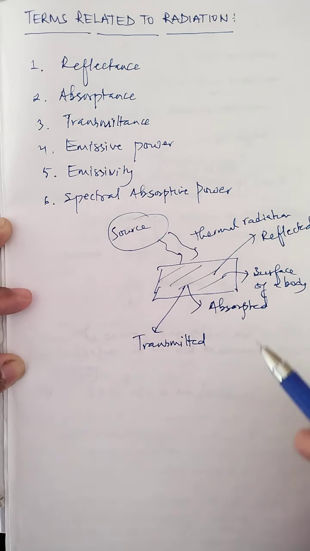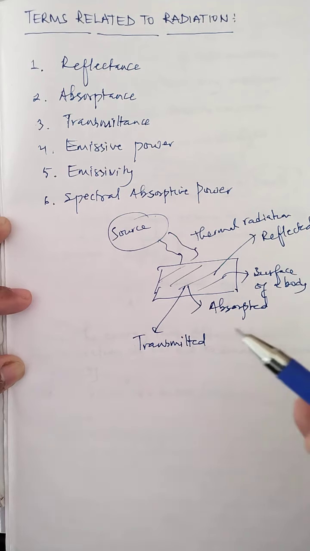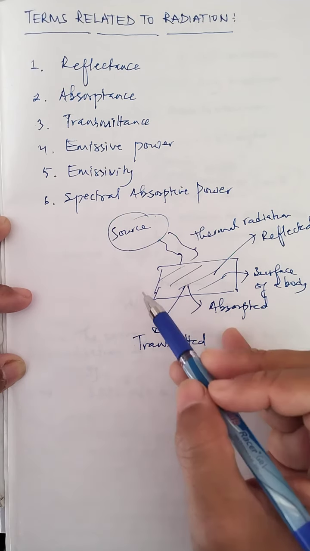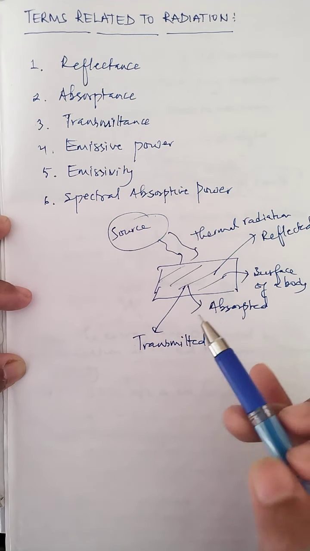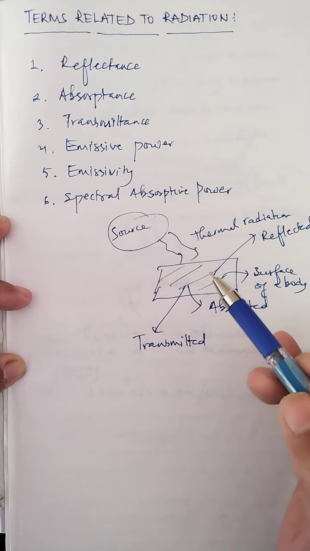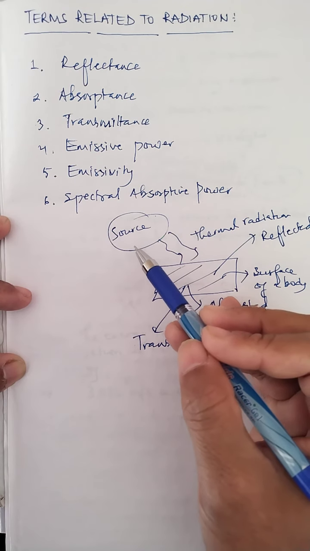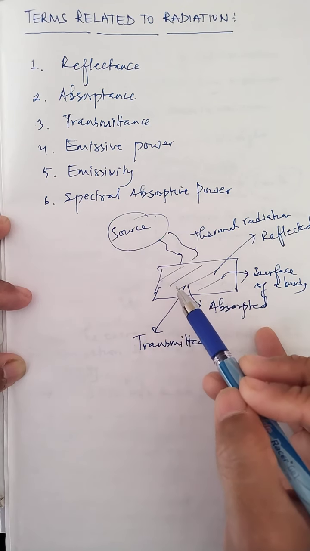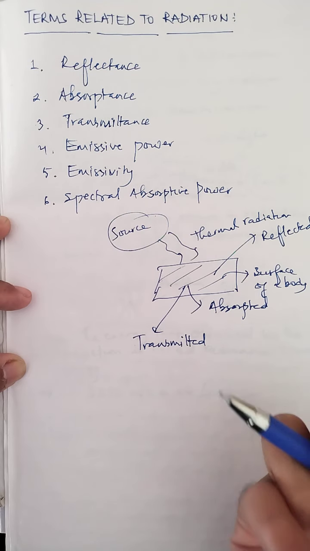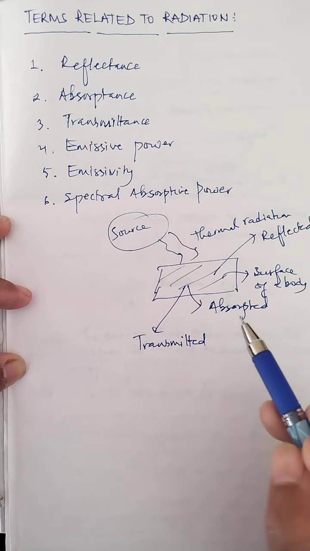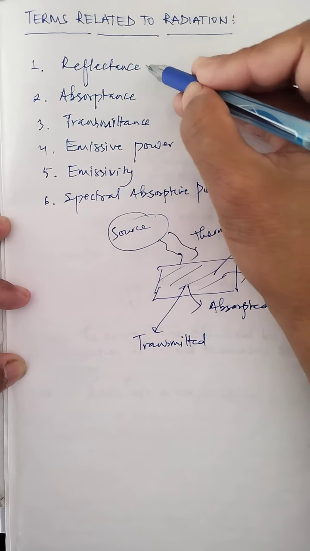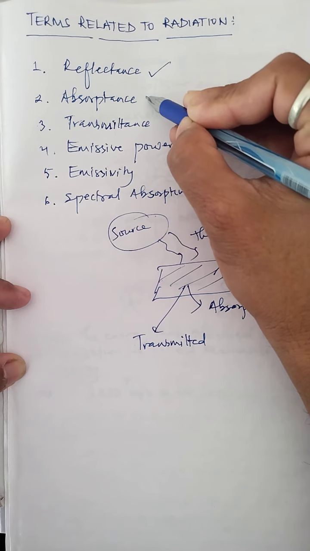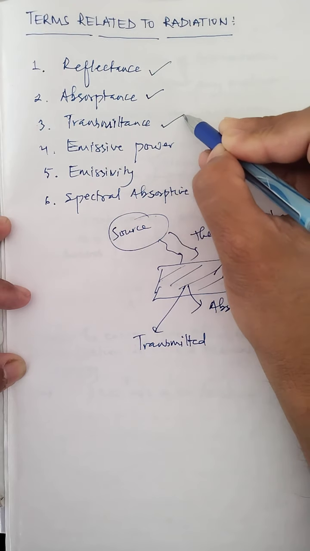So it's not that all the thermal radiation that falls on the surface is absorbed by the surface. This absorption rate, transmitted rate and reflected rate are not the same for all bodies. It depends upon the material of the body. But how much of the total thermal radiation falling on the surface is absorbed, reflected and transmitted is defined by three terms: first reflectance, then absorptance, then transmittance.